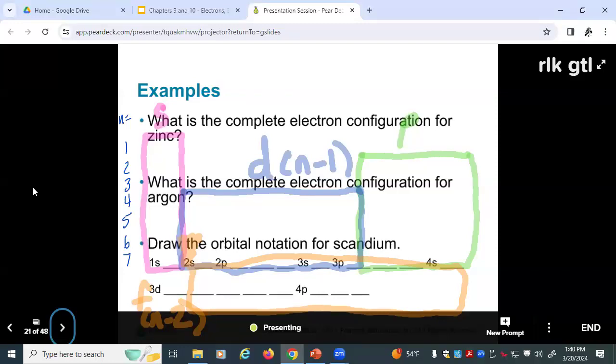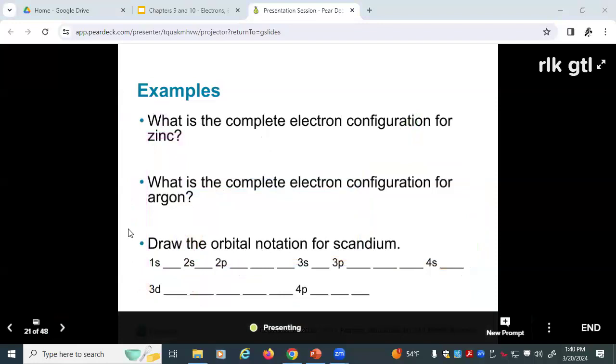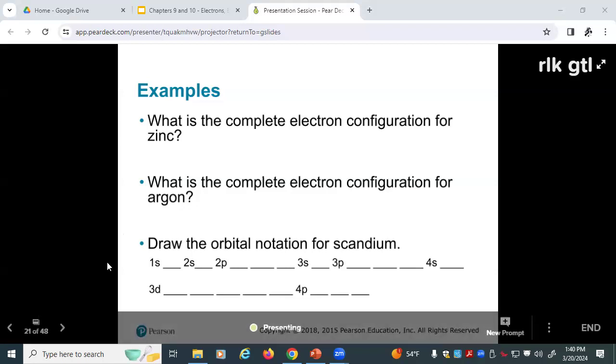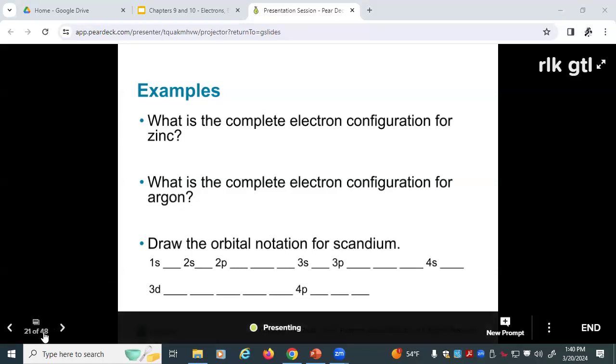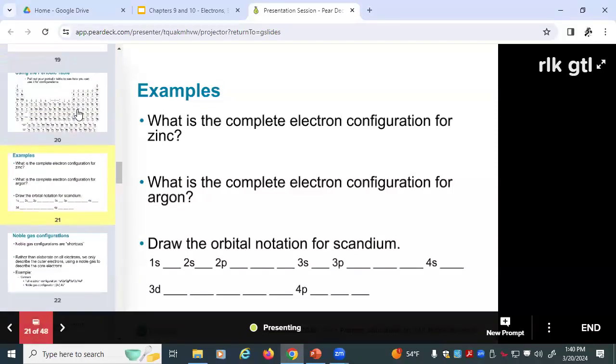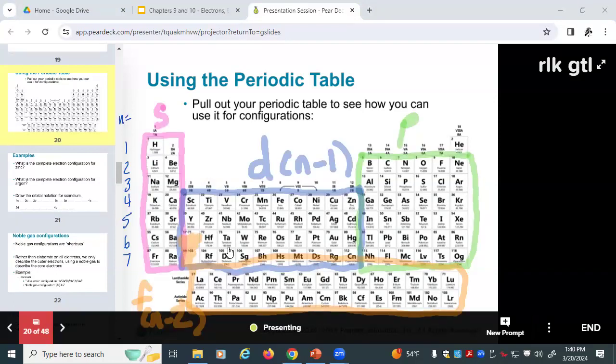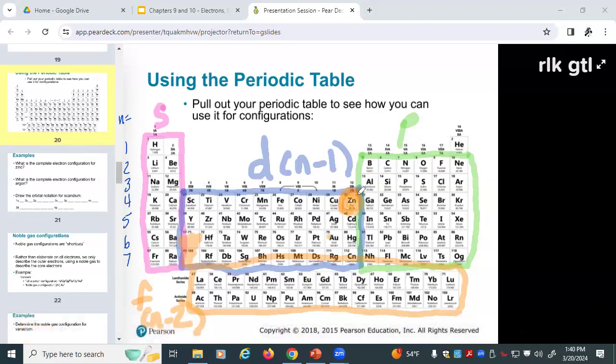So the best way to do this is through example. Let's take a look at a couple of examples. So for the complete electron configuration of zinc, how do I go about doing that? Well, let's go back a slide. If I'm interested in zinc, right here, I need to start at the top and work my way down until I get to the zinc itself.